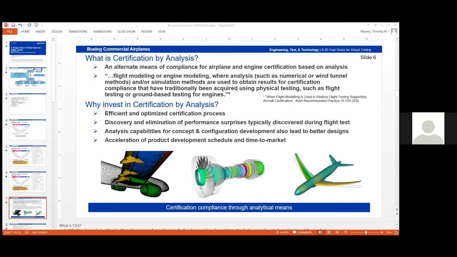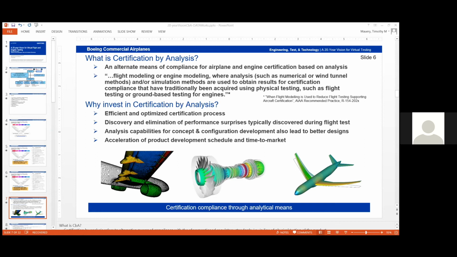That's something that could be done a little bit further upstream. And even with a partial elimination of testing, we don't anticipate that for quite a while we're going to be using analysis to completely replace flight testing. But even a partial elimination can streamline that process, reduce the logistical requirements, and reduce the costs of certification.